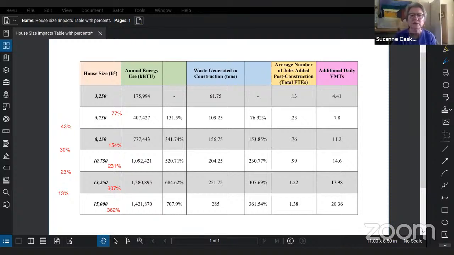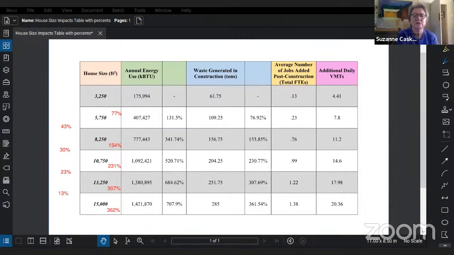The thing I keep coming back to is what we are charged with, and that is looking at growth, pacing, numbers of units, placement, all of that through a climate change lens. And if we live up to that charge and you look at just this impact chart, a 5750 square foot house is 77% larger than 3250, but it uses 131% more than a 3250, that's remarkable. And if you look at a 10,750 square foot house being larger in square footage than 8250 by 231%, but its energy use is 520% more.